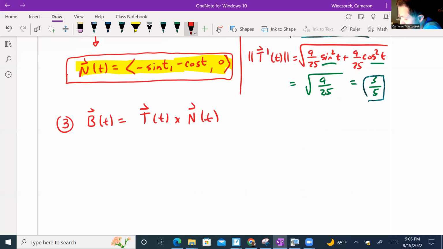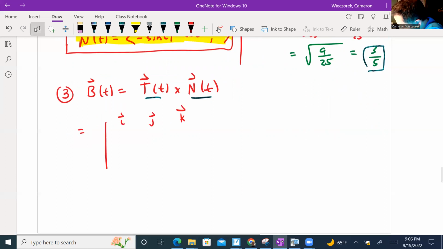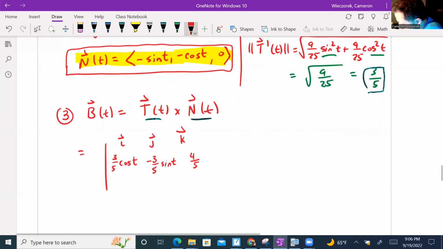Remember, T comes first, N comes second. We learned about T first, it's got to come first. We learned about N second, it's got to come second. So you are going to have to take a determinant. Not too painful, hopefully. i, j, k, put your unit tangent vector in the middle row: 3/5 cosine t, negative 3/5 sine t, and 4/5. Put your unit normal vector in the bottom row: negative sine t, negative cosine t, 0. And for the probably 30th time this year, cross products, woo!